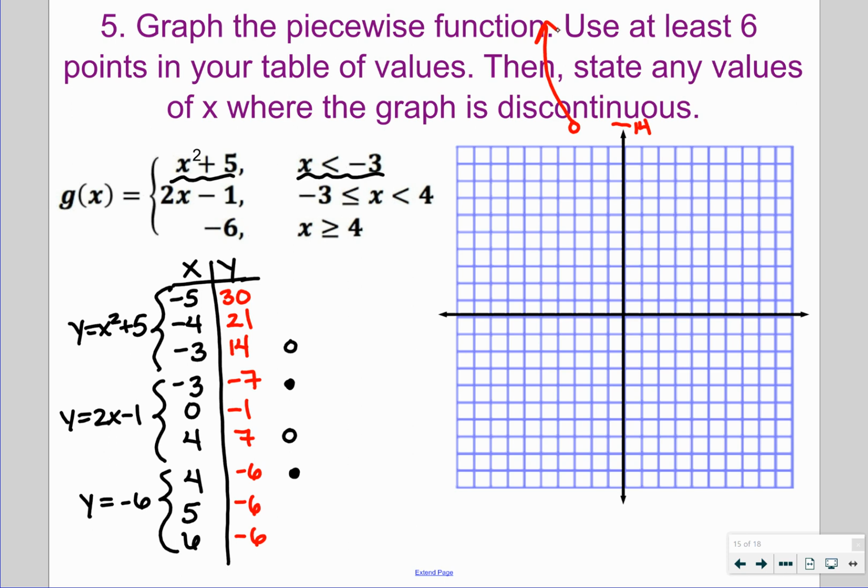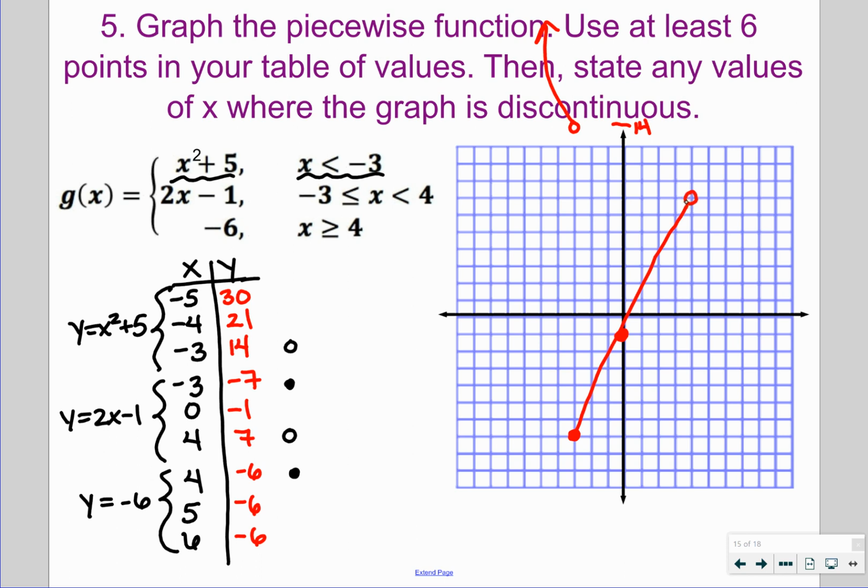Okay, the next one I know is going to give me a line. -3, -7 is a solid point. 0, -1, all the way up to 4, 7, which will be an open circle. And that segment doesn't continue indefinitely in either direction. It's contained between those two pieces.